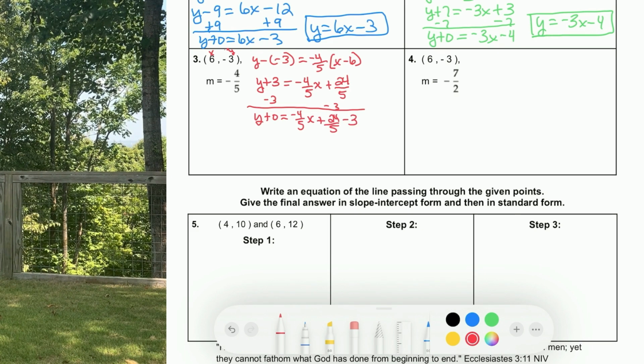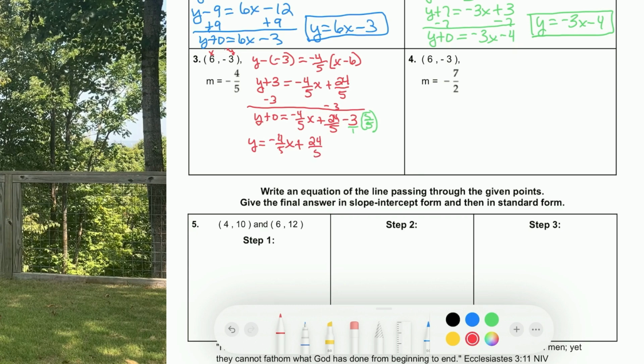I need to get a common denominator so that I can actually combine the 24/5 minus 3. I'm going to add a 1 under the 3 to make it a fraction. And then I'm going to multiply it by 5 over 5 because we want the common denominator of 5. I end up with y equals negative 4/5 x plus 24 over 5 minus 3 times 5 is 15. And then 1 times 5 is 5. We now have common denominators, so we can actually subtract them.